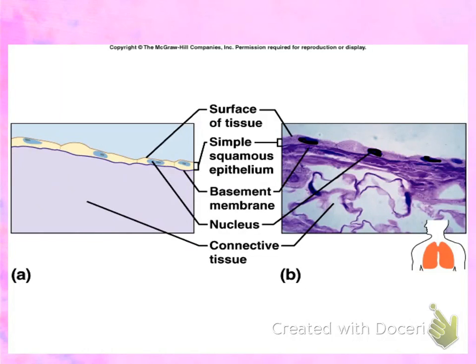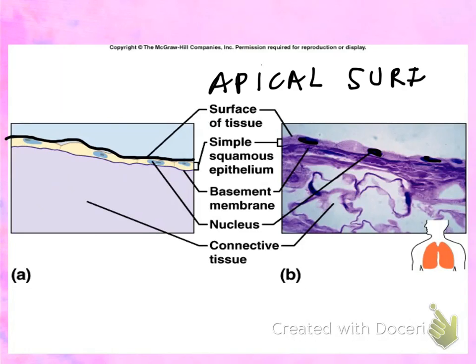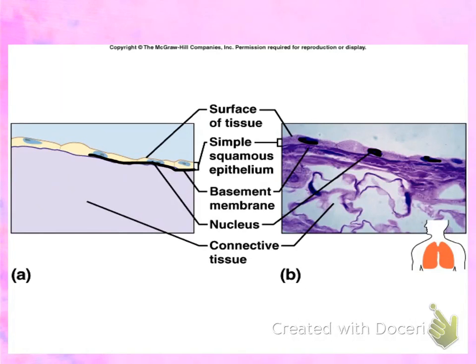Another indication that this is a simple squamous is that the nuclei are all disc-shaped. You must also be able to identify three structures in a picture of a tissue. One of those things is the apical surface. So this portion here, the top layer, or the portion that is not attached to anything, that's your apical surface. The portion that is actually attached to the underlying connective tissue is the basement membrane. And the last structure you need to identify are the nuclei.